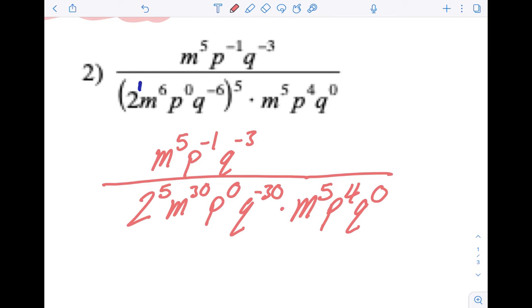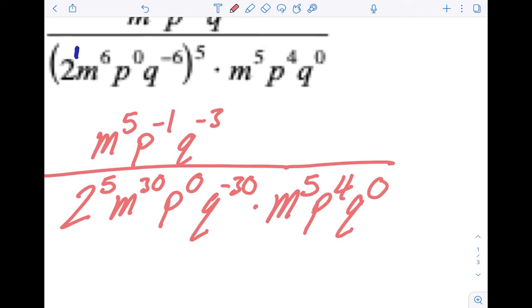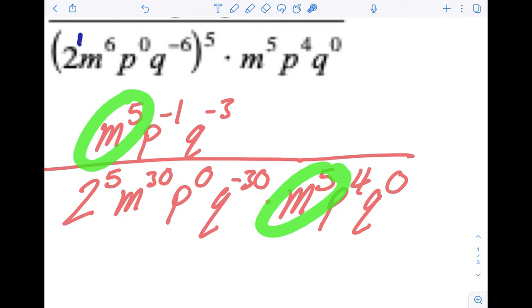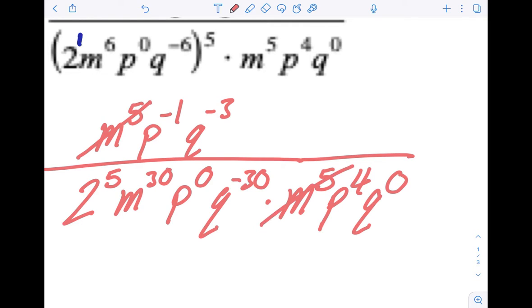Okay, so what I'm going to do is start combining things that I can combine, right? But first, let's see if I could eliminate anything. And look what I can eliminate. m to the 5th and m to the 5th. 5 minus 5 is 0. So those are gone, just like that.